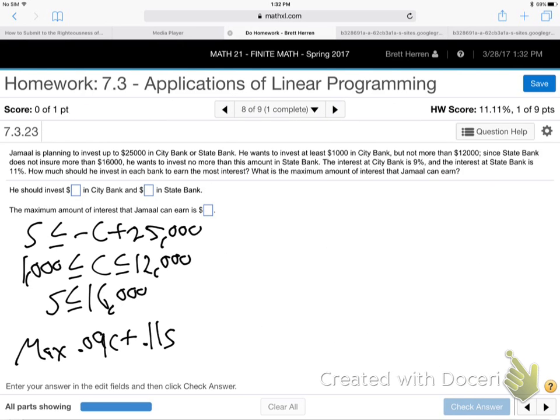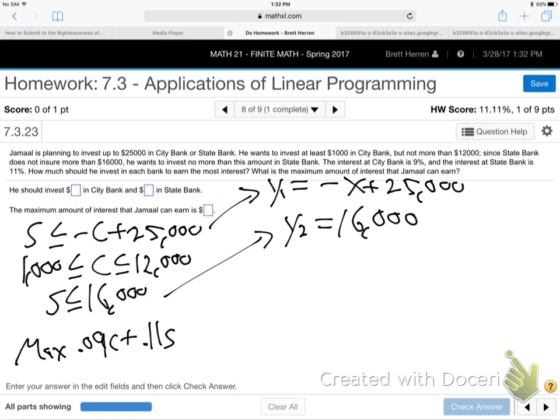Now, the middle one only has C. So I can't get S alone. There's not even an S. Right? So we'll see what happens with that. All right, so what we can do now, I'm going to type into my graphing calculator Y1 equals negative X plus 25,000 and Y2 equals 16,000. Everybody good with that? I cannot put the middle one into my calculator because there's no y value. There's no y at all. There's only an x. So I'm just going to put the first and the third into my calculator, the ones that have s's, the ones that have y values, so to speak.